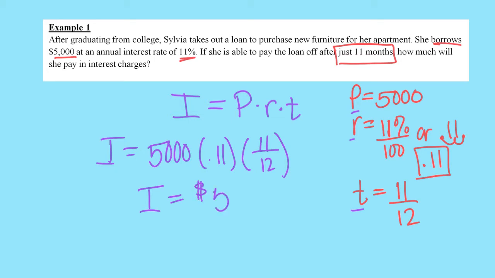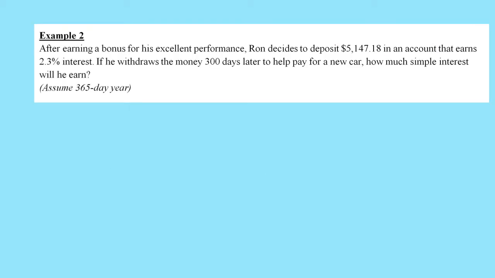What you should get for the amount of interest paid is $504.17. All right, let's move on to example 2.